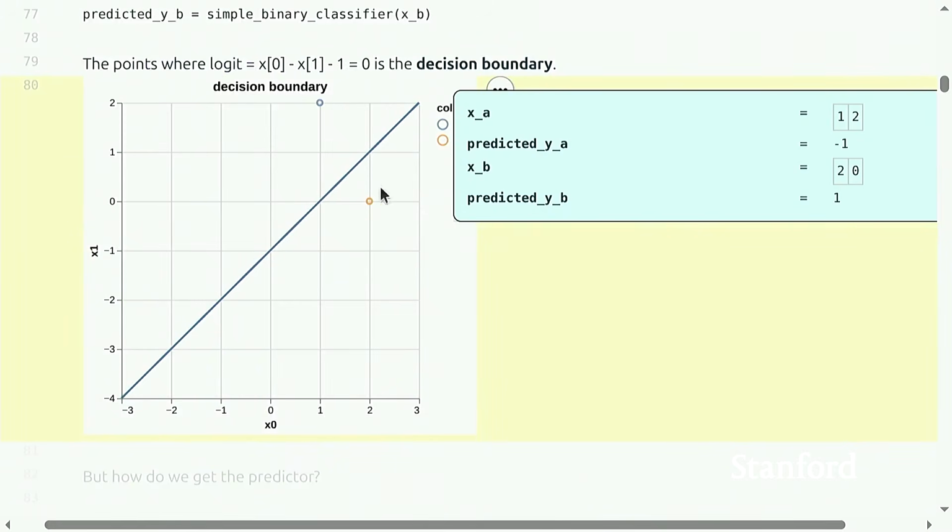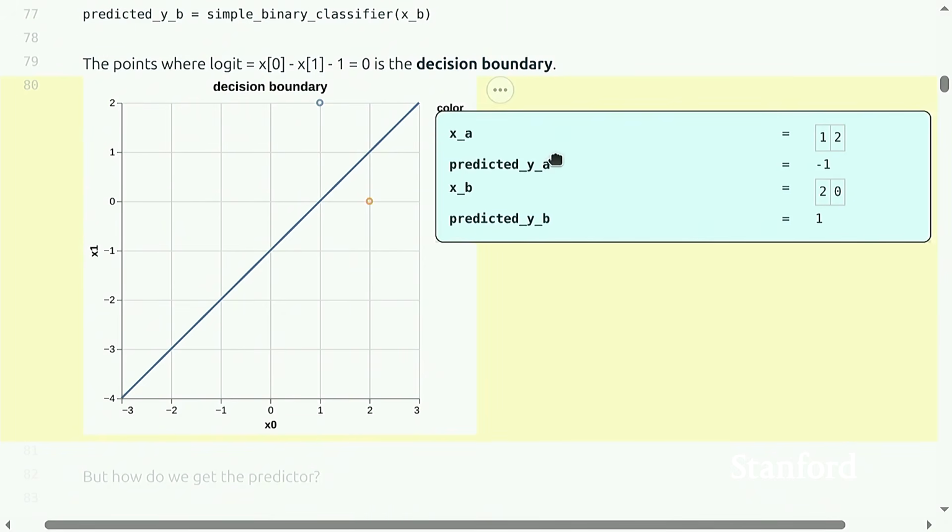Here's another example, xb, which is 2, 0. I send it through the predictor and I get a logit of 1, since 2 minus 0 minus 1 is 1. In this case, I predict 1. So the first example is labeled negative, and the second example is labeled positive. You can visualize this here. The first example is at 1, 2, and the second one is at 2, 0. Each data point is 2-dimensional, so I can just plot all the input points.